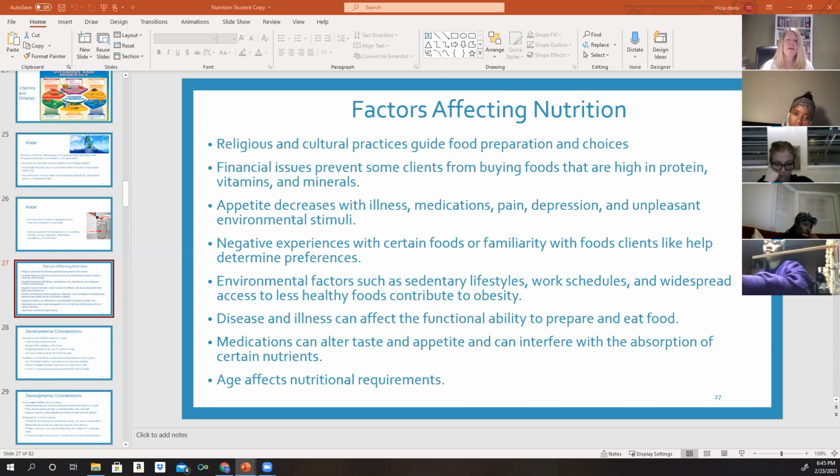Negative experiences with certain foods or familiarity with foods will help to determine preferences. So we have something called a learned aversion. In patients that have cancer, when they take chemo, we always tell them that while they're taking chemo they should avoid their most favorite food. For example, if your most favorite food is pizza or crab cakes, you shouldn't eat it while you're taking chemo because we know that there's a huge side effect with chemo, which is nausea and vomiting. So if you eat your favorite food and then you vomit, you can develop what's called a learned aversion.